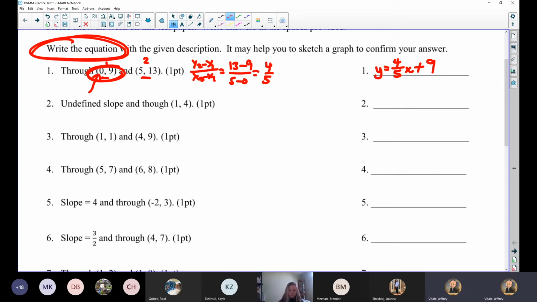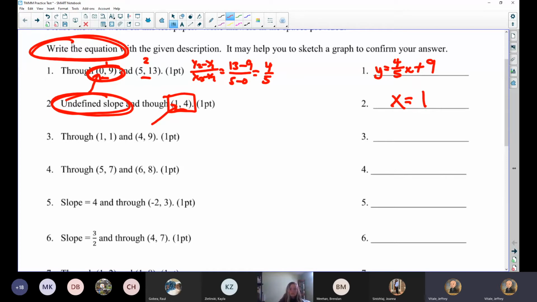Number 2 says we have an undefined slope through the point 1,4. What do you know about when you see the word undefined slope? What kind of line should you be thinking about right now? Vertical. It's a vertical line, right? And all the vertical lines go through the x points, right? So remember, we have a special equation here. In our coordinate, where is the x value? 1. Right. So x equals 1 is our equation. Because all the x points are 1, the y values would change. So remember, we did that special when we did the notes on horizontal and vertical lines.